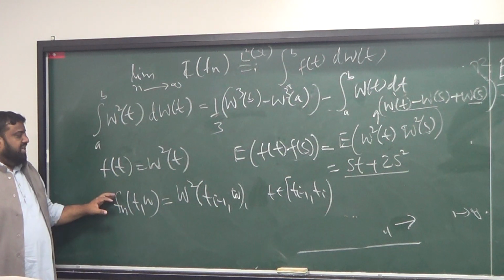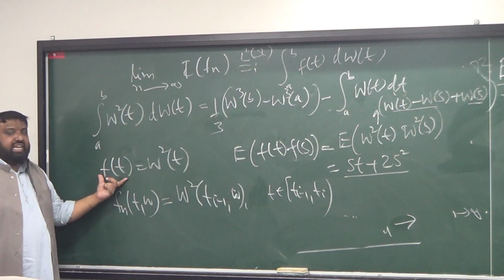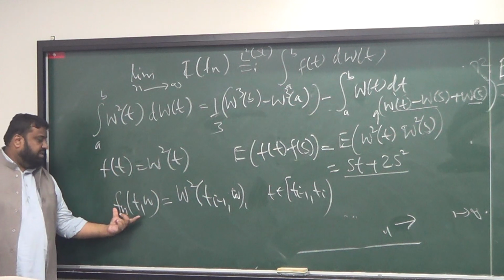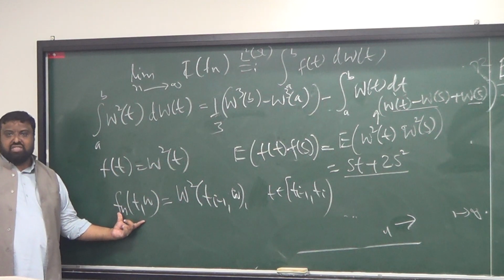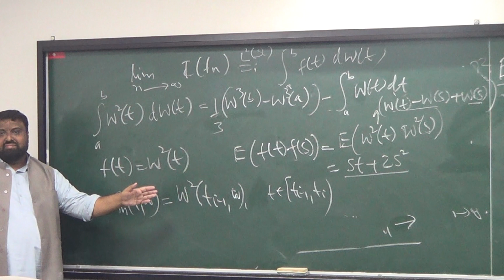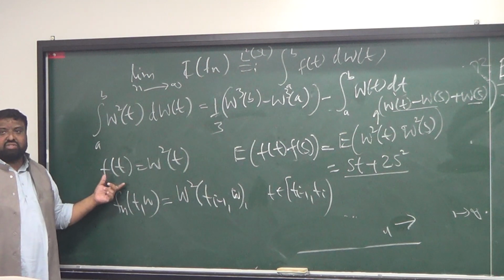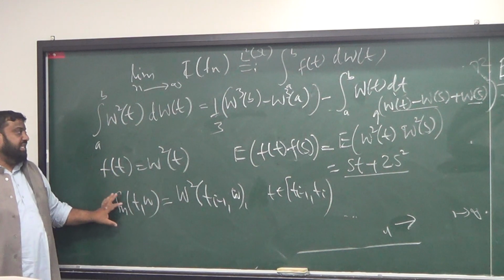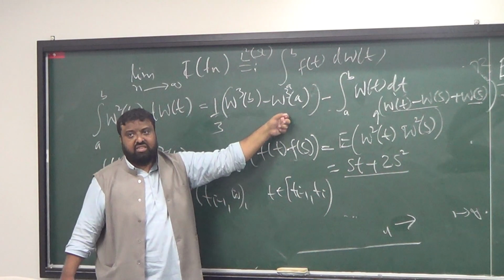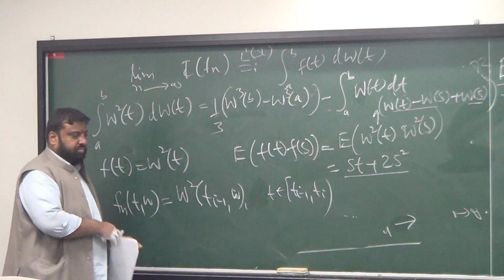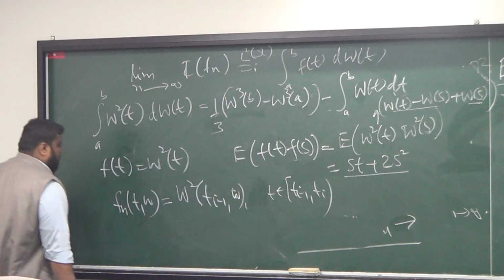So if you want to find the stochastic integral of this, compute the stochastic integral of this, take the limit and see what you get. Whatever that limit is going to be is the stochastic integral of this. And I'm going to show that limit is basically this guy that you want. So what do I need to do now?